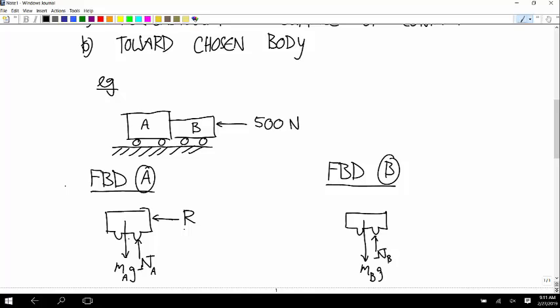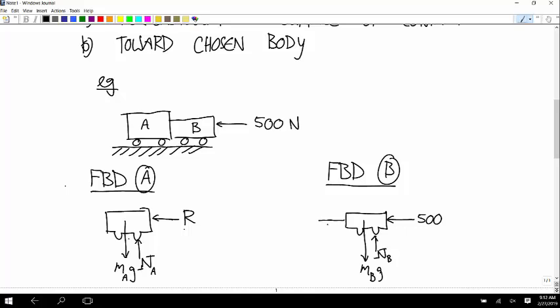And now I'm going around counterclockwise. The first place that the outside world makes contact with this is over here with that 500 Newton force. We don't know what's causing that, but it's in there. And then keep going around and you get to the contact with body A.